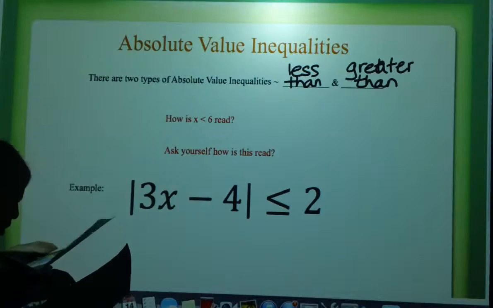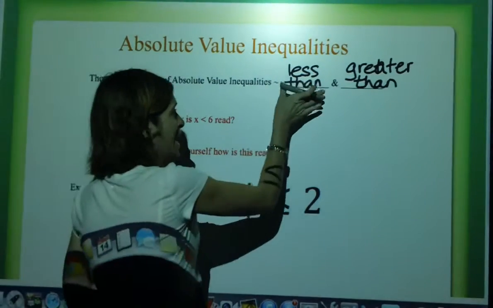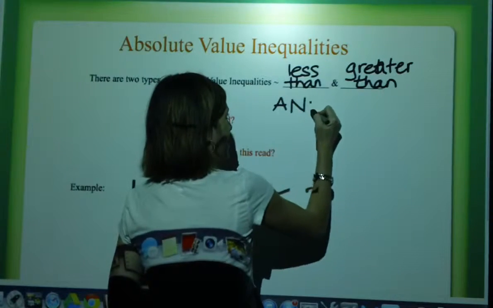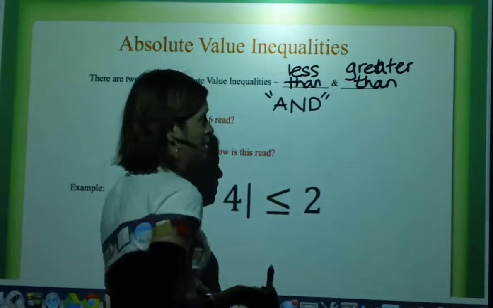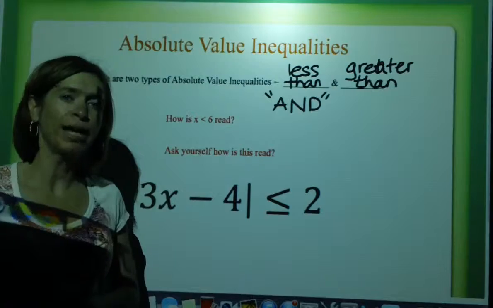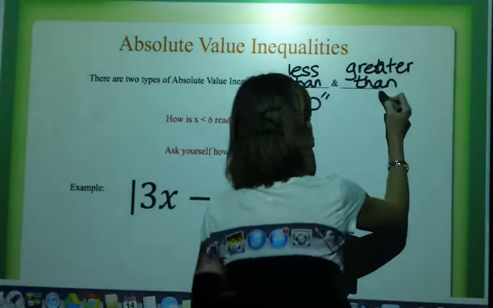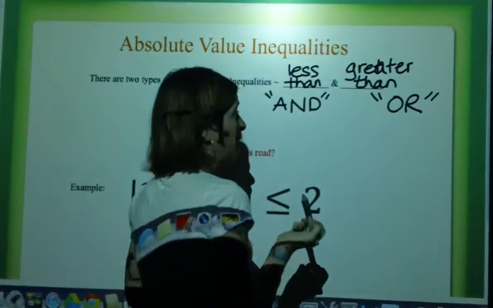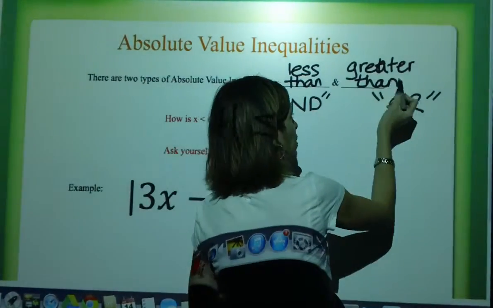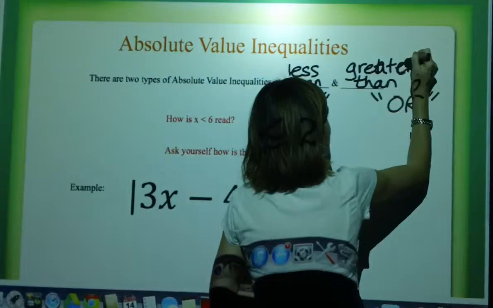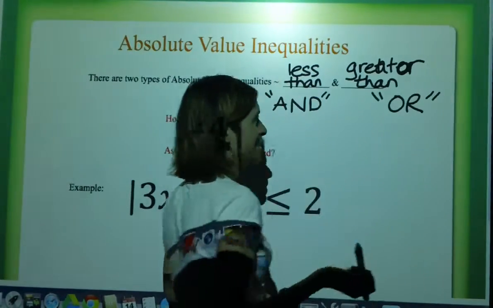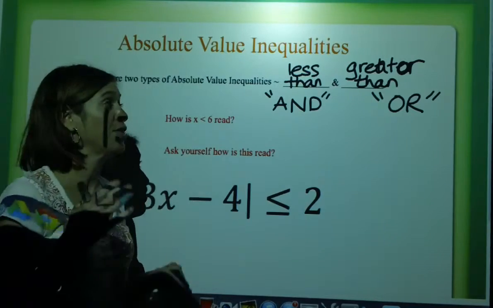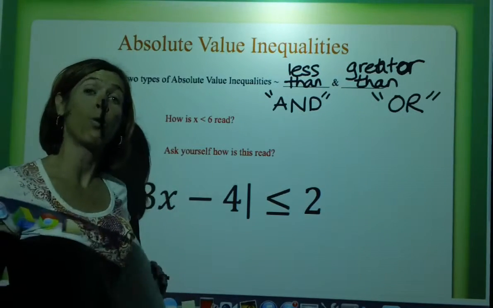So first I want to talk about that. The less than inequalities, we're going to treat them as and compound inequalities, okay? And the greater than ones, we're going to treat as or compound inequalities. And if you want to help yourself, instead of spelling greater with an ER, spell it with an OR, spell it wrong, and it may help you remember that the greater than ones we're going to treat like or inequalities.